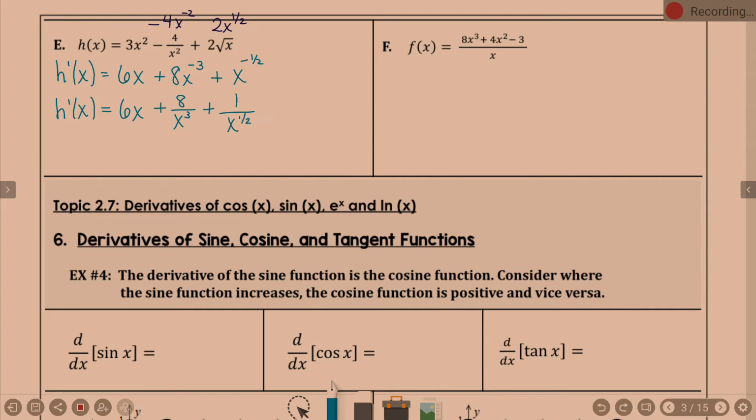Which, funny enough, I actually wrote it as 1 over square root of x in my notes. I'm not very consistent. But then again, that probably means she's not very consistent either on this stuff.